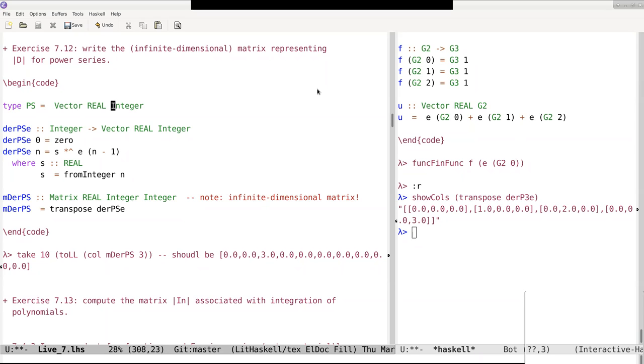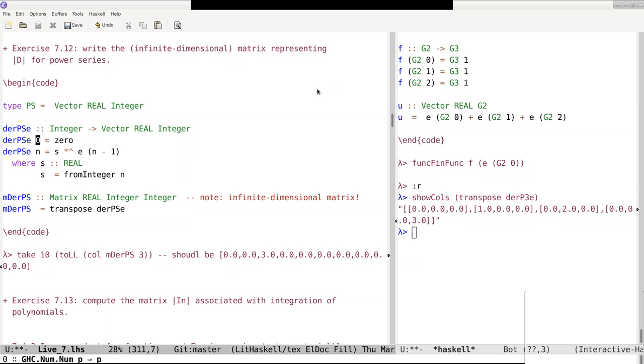And so instead of having g2, g3, we have just integers, but let's say as an approximation or a representation of natural numbers. And so what is the derivative? What is f? What is f following e? For the case in which f represents the derivative of the representation, well, it is a function that goes from integers to vectors representing power series, so vector real integer.